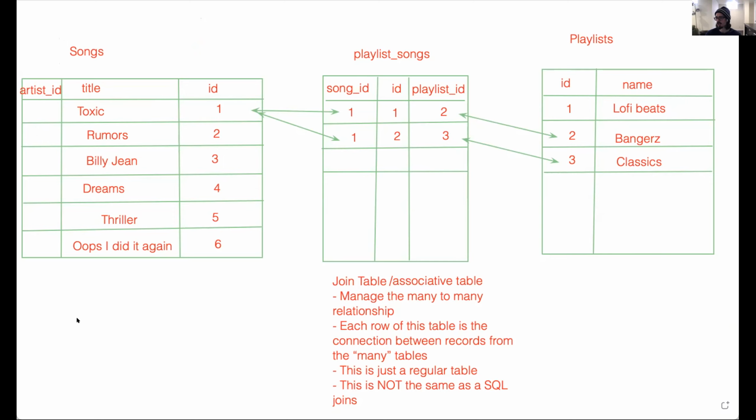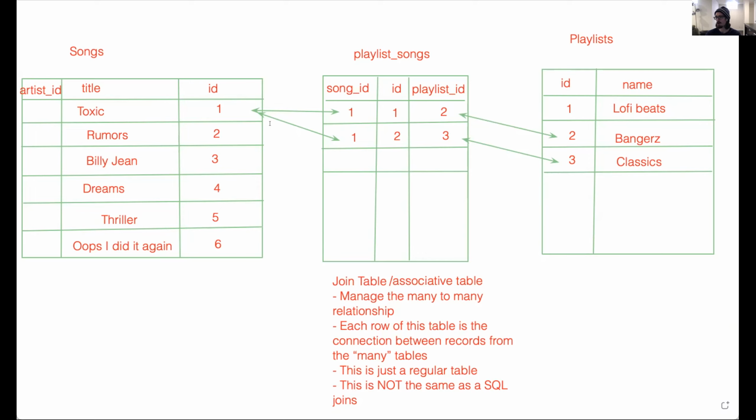Let's keep going and filling out this diagram a little bit more. I can see right now, I'll draw this arrow, then I'll erase it. I can see that this Toxic song, through this playlist songs table, belongs to Bangers, and it belongs to Classics. But that's one side of the many. We can see that this song is associated with many playlists, but we don't yet have a playlist associated with many songs. So maybe let's put Billie Jean into Classics.